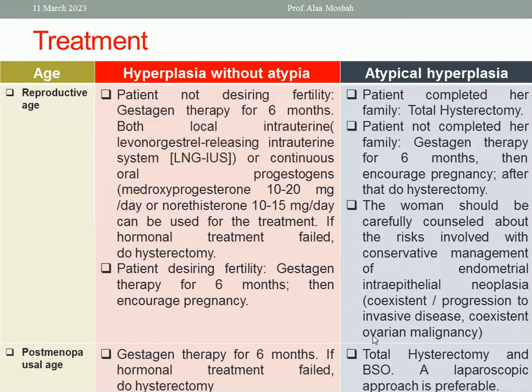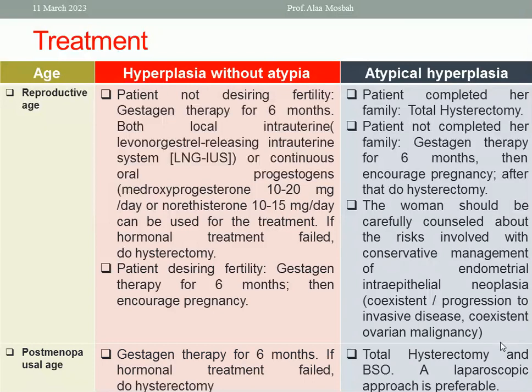If hormonal treatment failed, there is no regression of endometrial hyperplasia, there is persistent bleeding. So, failed medical treatment, I should go to surgery by doing total hysterectomy. Okay? What if the patient is desiring fertility?